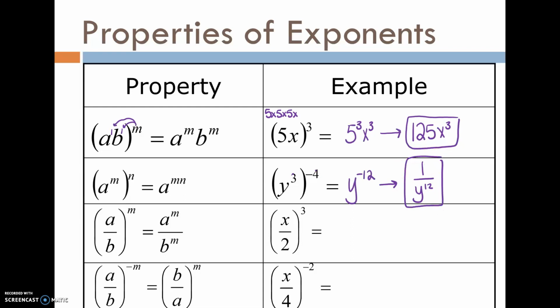The next one is really the same as the top line. You've got multiple things being multiplied or divided inside the parentheses, so we need to apply that exponent to everything inside the parentheses. This would be x to the third over 2 to the third. We wouldn't want to leave our answer with 2 to the third. That's something we can plug into our calculator. x to the third over 8.